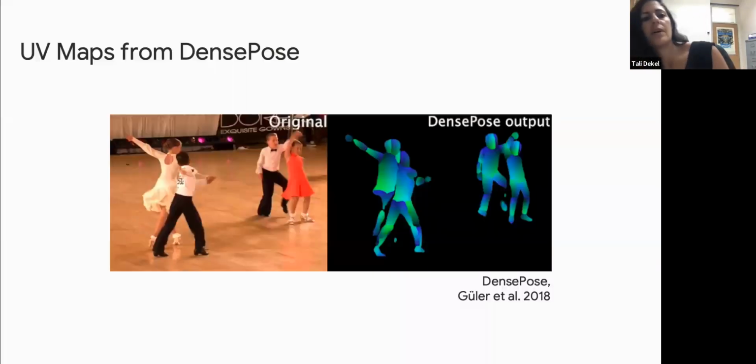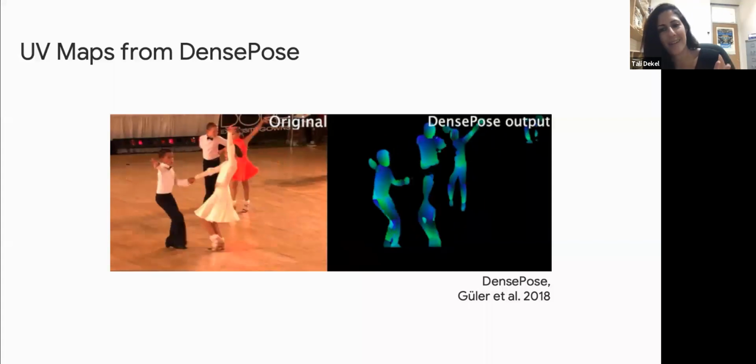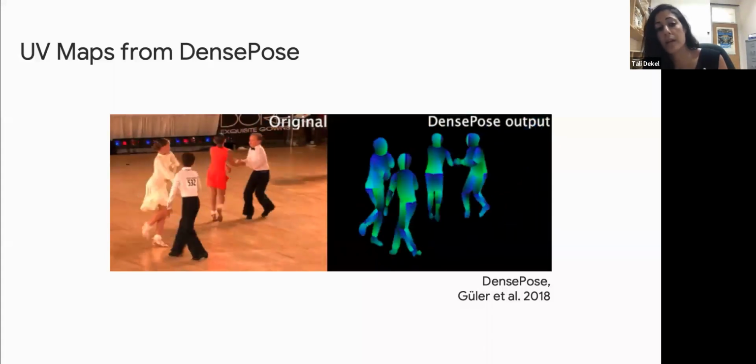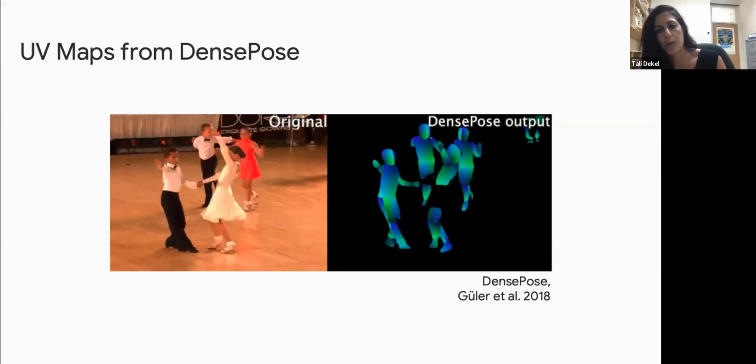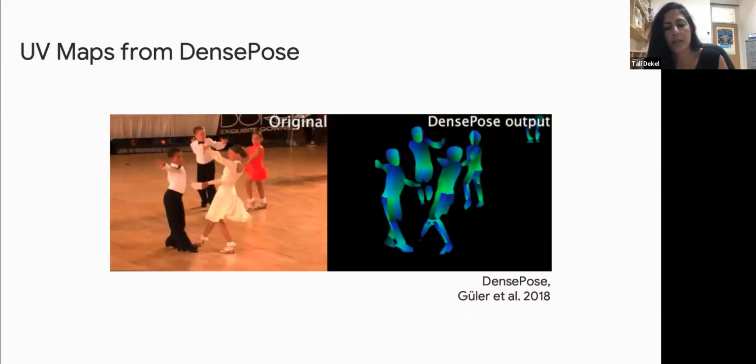So the quality of our layer decomposition depends on having reasonable input UV maps. And the problem is that existing methods like DensePose make pretty bad errors, like dropping an entire body part when there are occlusions between people, especially when there are occlusions between people. So we cannot use them directly.